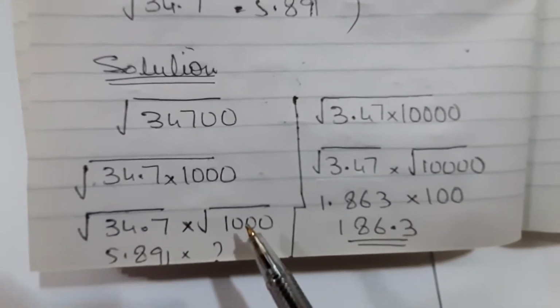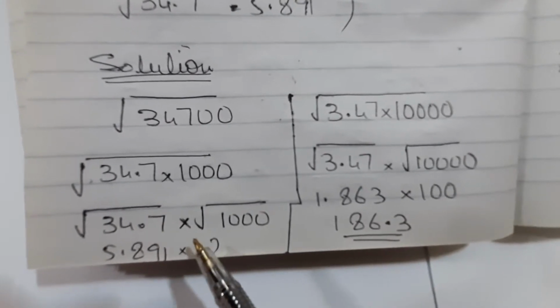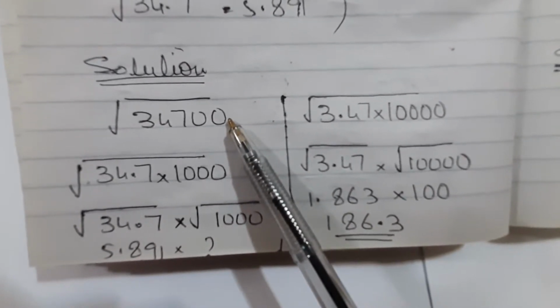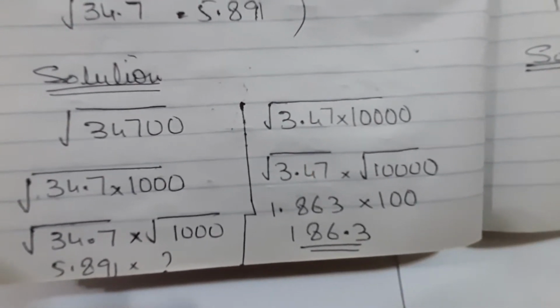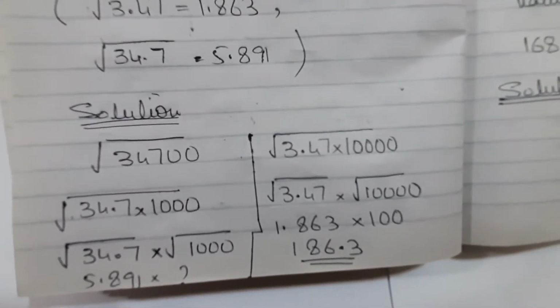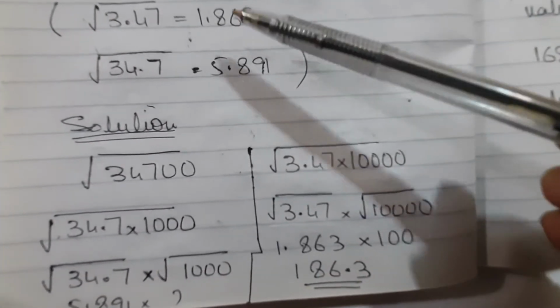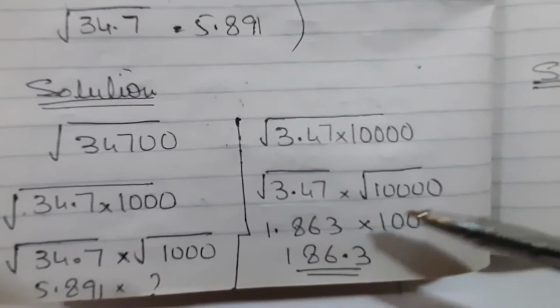Fine. But root 1000 we don't know. So this help is not sufficient to figure out the answer of this. So let's come here now. Root 3.47 equals 1.863. It is given in the question here, you can see on the top. So instead of this, you can write 1.863.